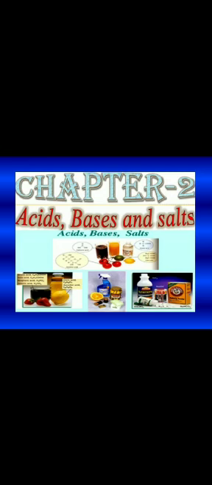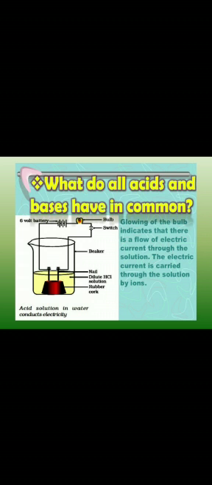Good morning, students. Let's start the next topic of chapter 2. What do all acids and bases have in common? In our previous video, we have seen that all acids have similar chemical properties. All acids generate hydrogen gas on reacting with metals. So, hydrogen seems to be common to all acids. To understand whether all compounds containing hydrogen are acidic, we would look at this activity.